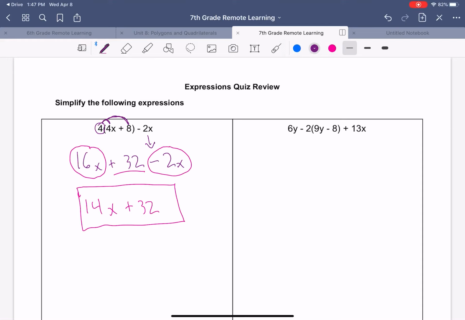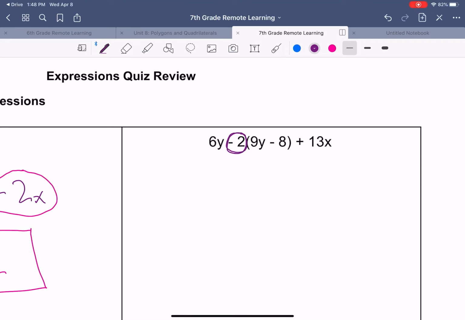Okay, next one. This one's a little bit trickier. So now I've got distributive again, and I have to remember that this minus 2 turns into a negative 2. So I've got negative 2, I'm going to zoom in a little bit, times everything inside, and then I have to think about this negative. This negative flips the sign of everything inside. So this positive 9y turns into a negative 9y, and this minus 8 turns into a plus 8. Okay, so that negative is now taken care of. So I've got negative 2 times 9, so that's a negative 18y. And then I've got my plus, and 2 times 8 is 16. And then I remember my other pieces that I have to bring down. So I've got my 6y and my plus 13x.